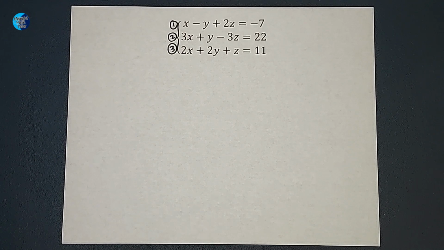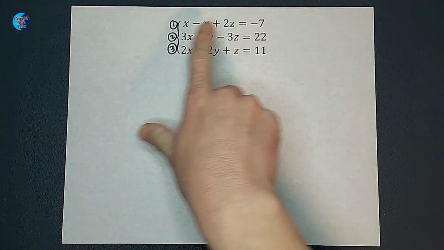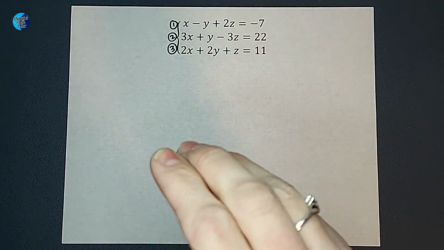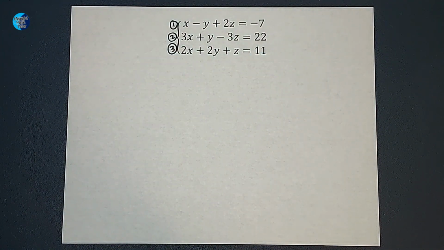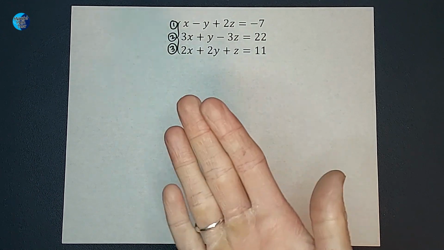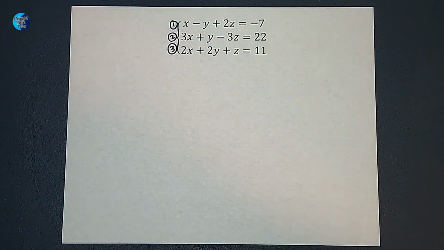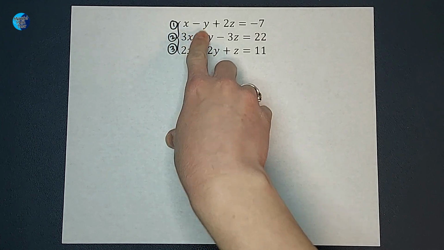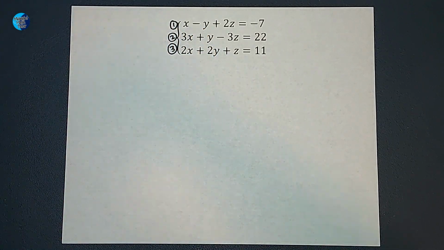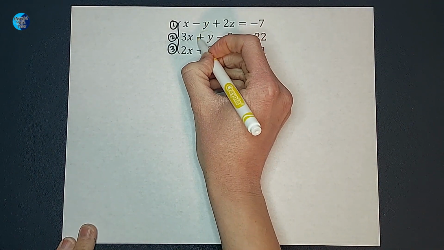All right. The next thing I want to do when we are doing substitution is I want to pick a variable and get it by itself on one side of the equal sign and everything else on the other side. So you can pick whichever one you want. Personally, I like to pick one that doesn't have anything in front of it because it's just one less step for me to do. I am going to pick this y right here.